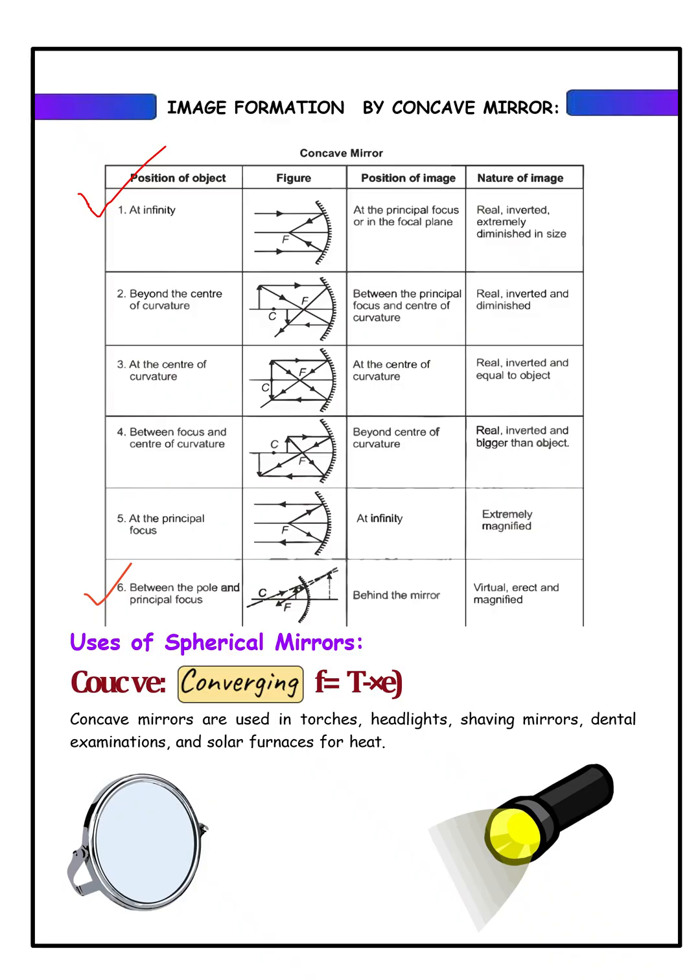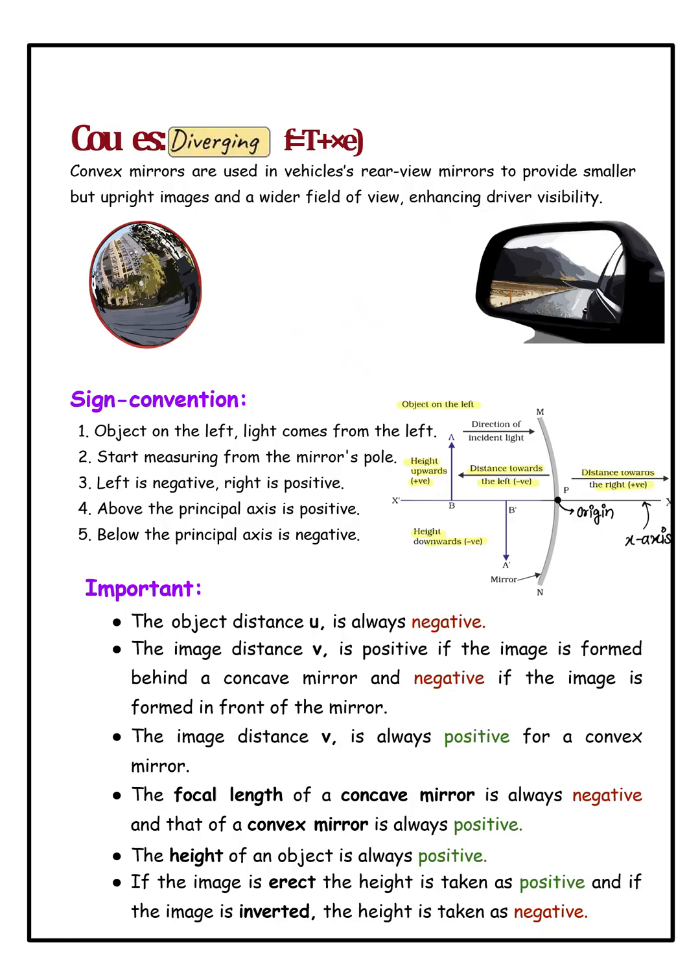Now, very important are the uses of spherical mirrors. Concave mirrors are used in torches, headlights, shaving mirrors, dental examinations, and solar furnaces for heat. Convex mirrors are used in vehicles as rear view mirrors to provide smaller but upright images and a wider field of view, which enhances the driver's visibility.